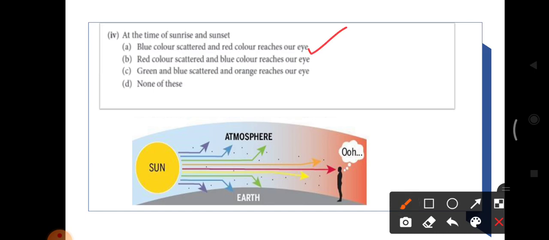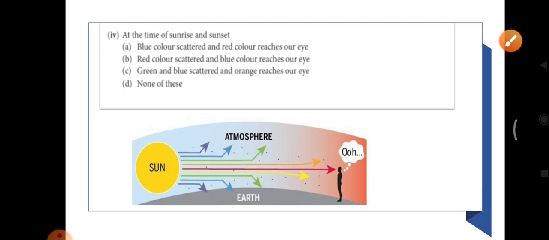See here. Here the blue family of shorter wavelengths are scattered and only red reaches our eye. But in the second option they have given that the red color is scattered. No, here the red color is not scattered. So the correct option is blue color scattered and red color reaches our eye. Option A is the correct answer.